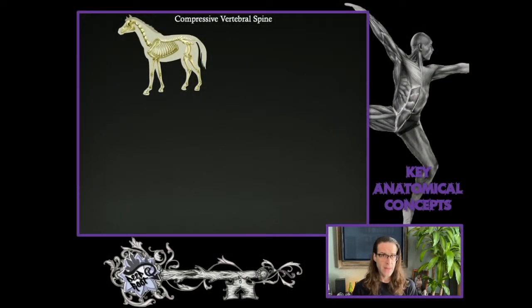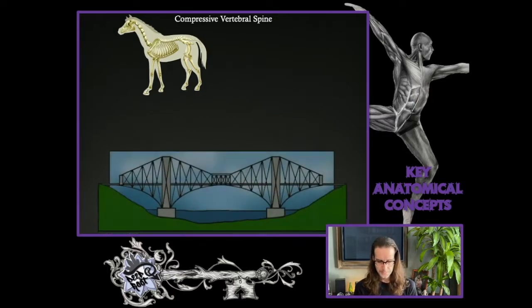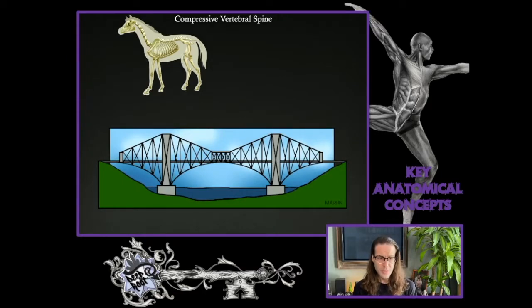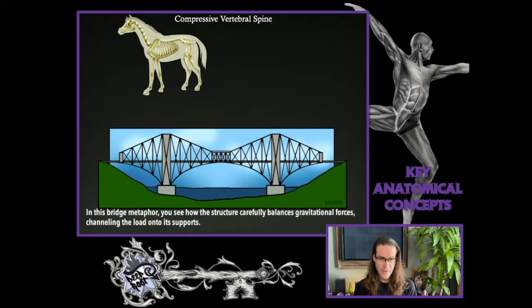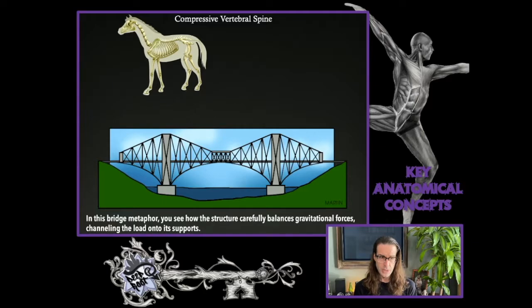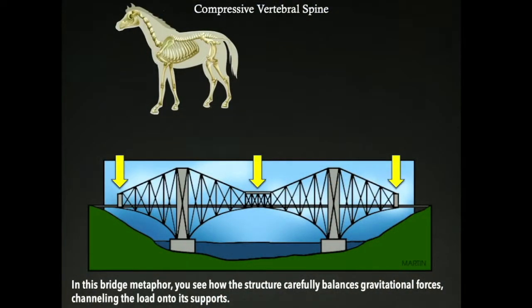A metaphor for that is the physics involved in bridges. In this bridge metaphor, you see how the structure carefully balances gravitational forces, channeling the load onto its supports. So we've got four things happening here in the bridge model. Compression forces push down on the bridge's deck. The deck is the road part of it, that horizontal plane upon which you drive when you drive over the bridge.